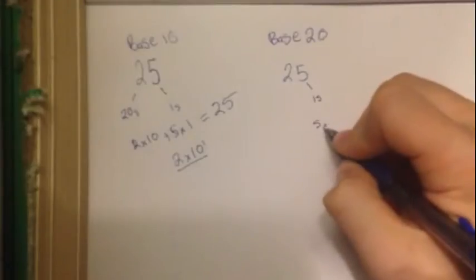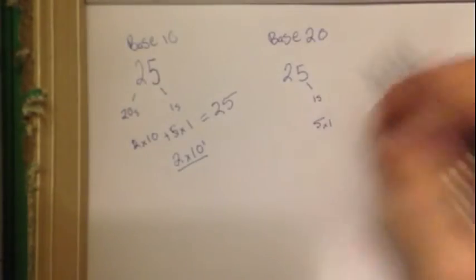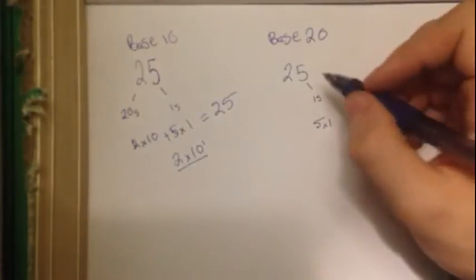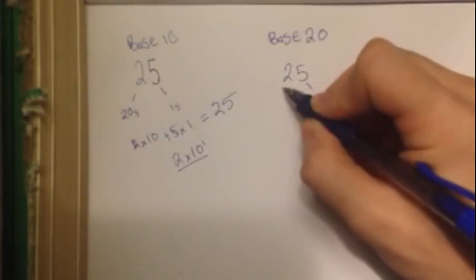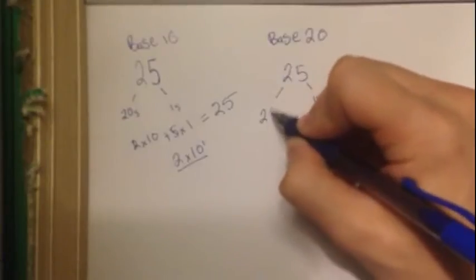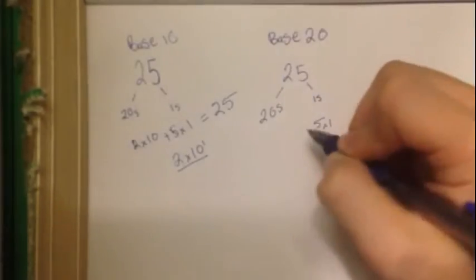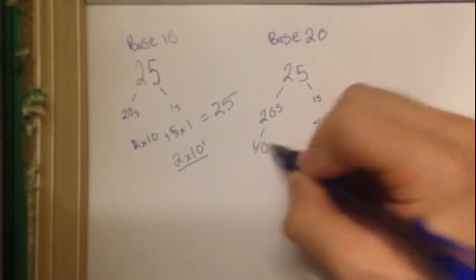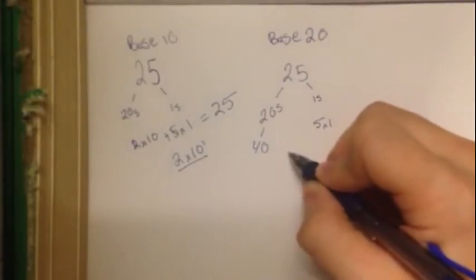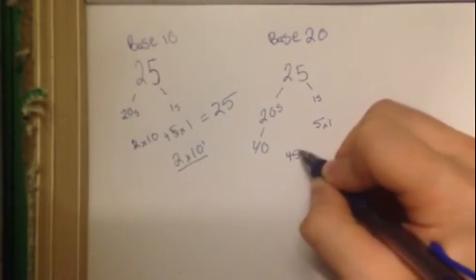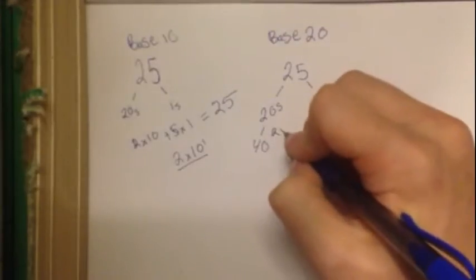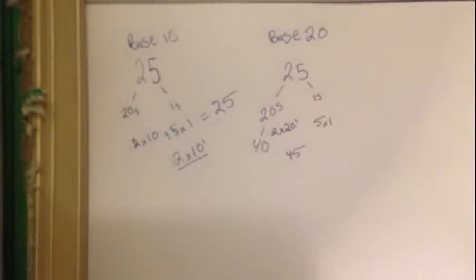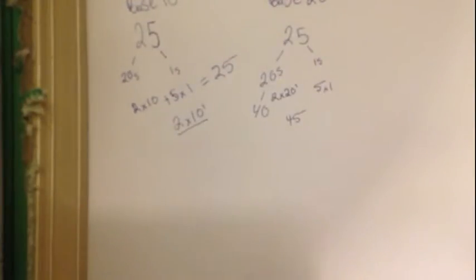It's still going to be 5 times 1, or 5 times 10 to the 0 power, but that's still going to be the same. This, however, is going to be in the 20's place instead of the 1's place. So this is 2 times 20. So this number is really 45. And that's really it broken down simply in expanded notation anyway.